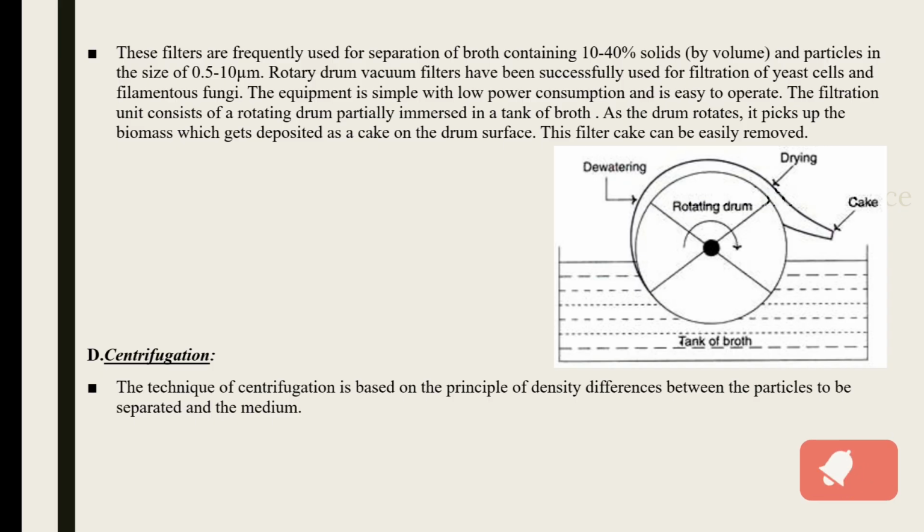Rotary drum vacuum filters have been successfully used for filtration of yeast cells and filamentous fungi. Rotary drum filters are simple equipment with low power consumption and are easy to operate. The filtration unit consists of a rotating drum, partially immersed in a tank of broth. As the drum rotates, it picks up the biomass, which gets deposited as a cake on the drum surface. This filter cake can be easily removed.